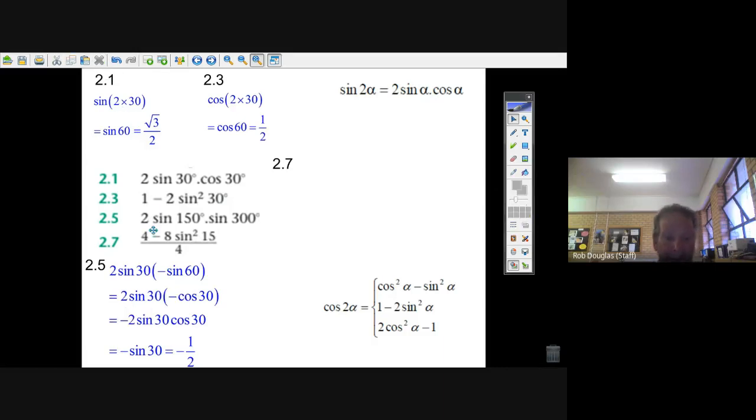Okay, what if you have 2 times the sine of 150 times the sine of 300? Well, the sine of 300, you need to change that. It's really the sine of 60, and sine is negative down there, so it's really the minus of the sine of 60. But I'm thinking, gee, if this was 2 sine cosine, that'd be really nice. So I use a cofunction: the sine of 60 is really the cos of 30. Now I take this negative and put it in the front. Now I've got sine 30 cos 30, just like up here.